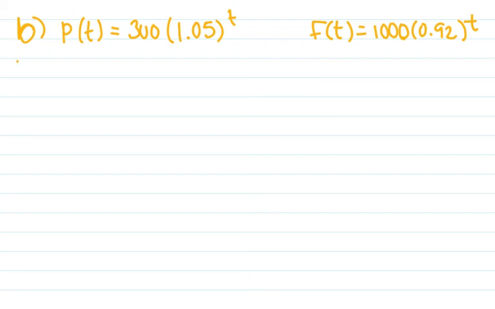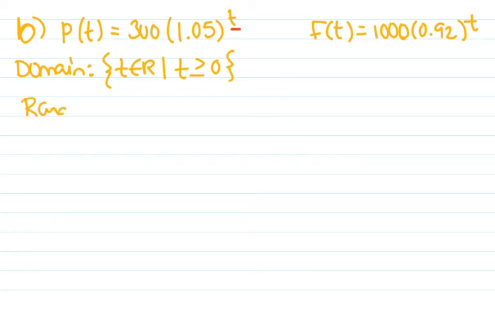So for the population, let's think about the domain. So t in this case is time, and time can't be negative. So the domain is going to be a positive number. So t is a member of the reals such that t is greater than or equal to 0.